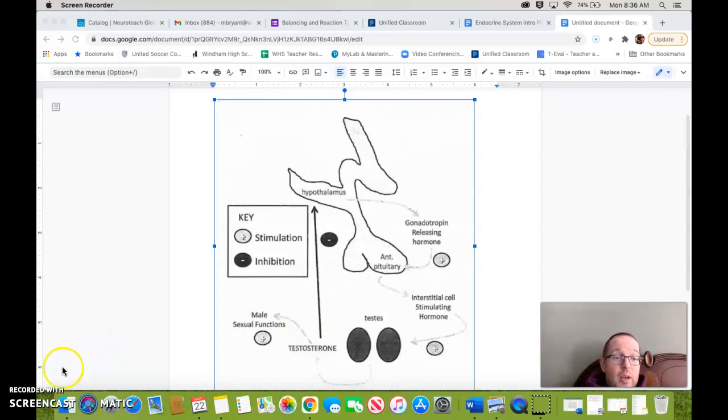So, hopefully that was a good review of negative feedback with specific reference to the anterior pituitary and the role that it has in this process. And you'll be learning so much more about the anterior pituitary this week in our case study.